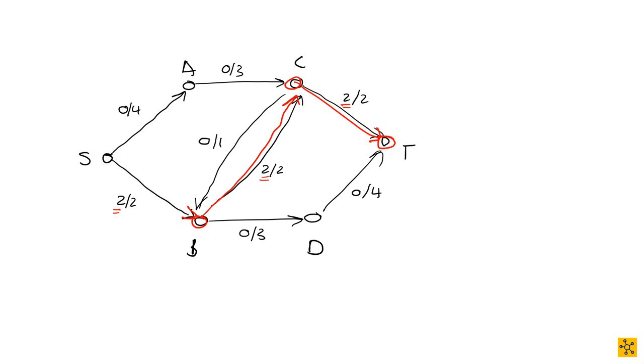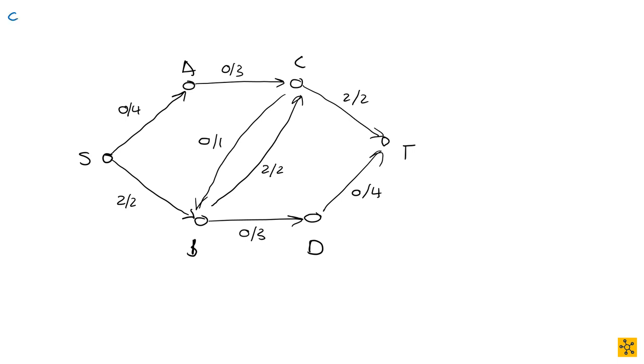So I'm just going to rub this out so we have some clear images to work with. What we're going to have to do, and this is the part that kind of sucks, is work out the residual capacity in both directions of every single edge on our graph. So when we're doing this, we're going to have to work out CF of S to A, and we're going to have to work out CF of A to S. Okay, so let's go ahead and start that pretty long process.